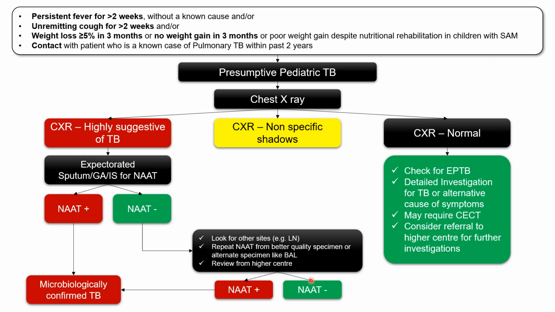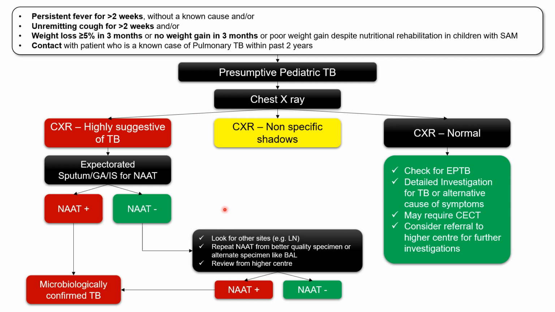But suppose the NAT comes negative again, so what might be the possibility? You had thought of this patient as presumptive pediatric tuberculosis, chest X-ray was highly suggestive, you have sent an appropriate sample, but the NAT is coming negative. That means only two possibilities are left here. One possibility, the diagnosis is not tuberculosis. That means you are missing something. There is some alternate diagnosis possible here, but you are missing something. That means the first step is to rule out alternate causes or alternate diagnoses that can explain all these symptoms.